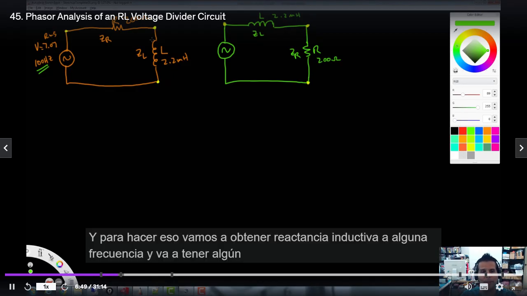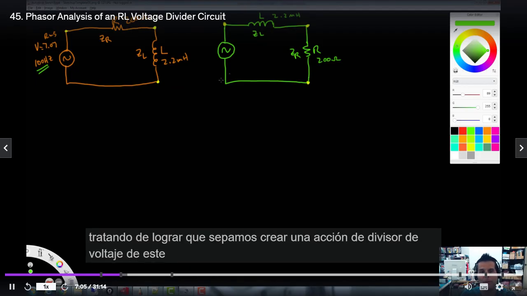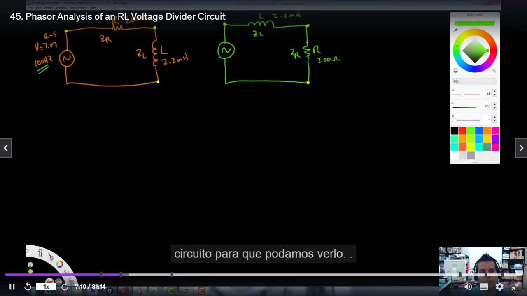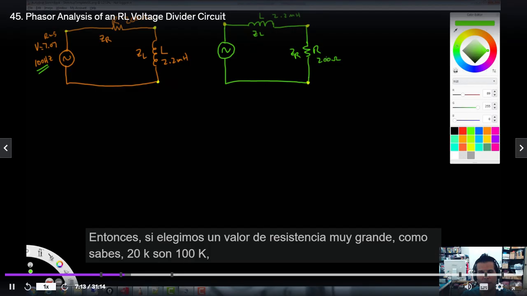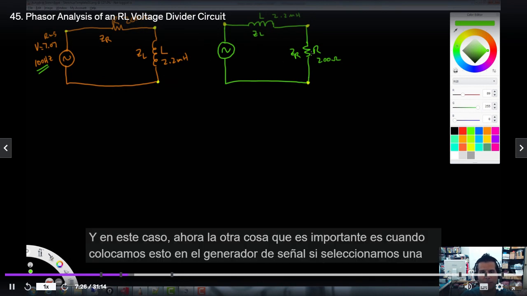And so to do that, we're going to get inductive reactance at some frequency, and it's going to have some value. The lower I make the resistance, the larger that inductive reactance will seem to that resistance, because we're trying to create a voltage divider action out of this circuit so we can see it. So if we pick a very large resistor value, like 20K or 100K, we're never going to get 100K ohms until we get up into mega or gigahertz of frequency. So I picked a fairly small resistor in this case.